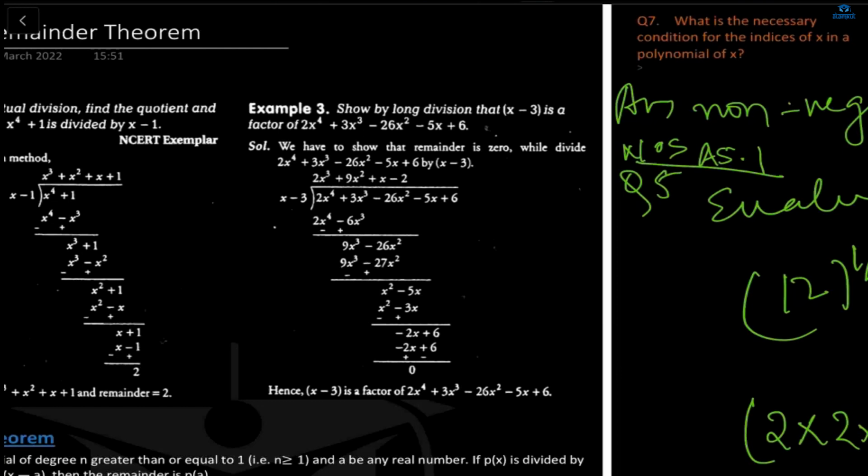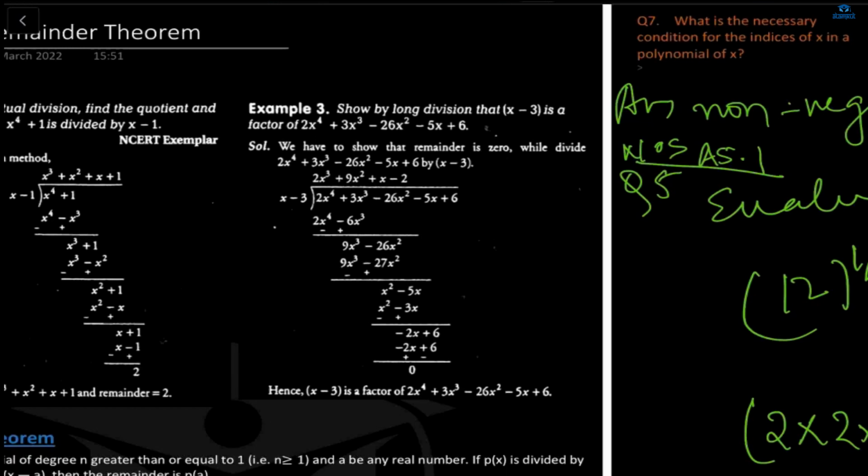So show by the long division method that x minus 3 is a factor of this. Now, I'm not doing this question, but I will ask: show by long division that x minus 3 is a factor of the polynomial 2x to the power 4 plus 3x cube minus 26x square minus 5x plus 6. Shazan, how can you say that x minus 3 is a factor? Which condition do you have to check? Ma'am, we can take the zero of the polynomial as 3 and put it in the equation, and if it is 0.